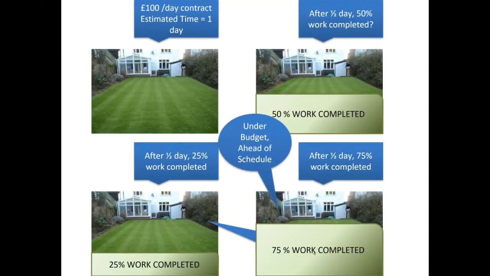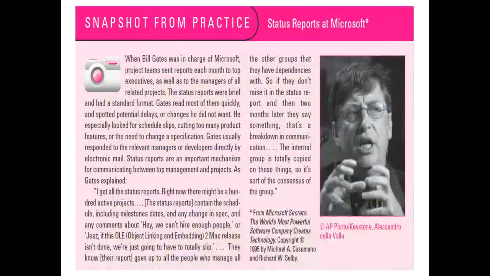The third situation is that you look at the project, and after half a day, 75% of the work has been completed. As your contract is £100 a day, it is likely that your project will be under budget, because as the work is completed in less than a day, we'll have to make less payment, and it will be ahead of schedule. Right, so we will come to it and we will do a few more examples on earned value reporting to get our heads clear on how it works.